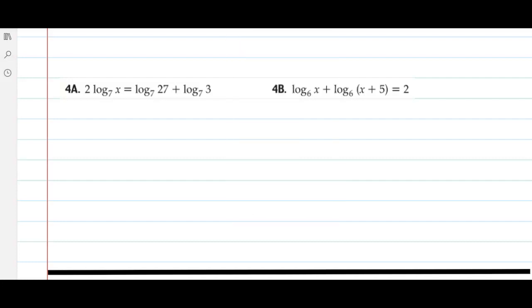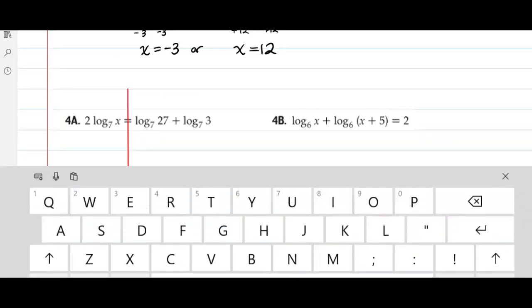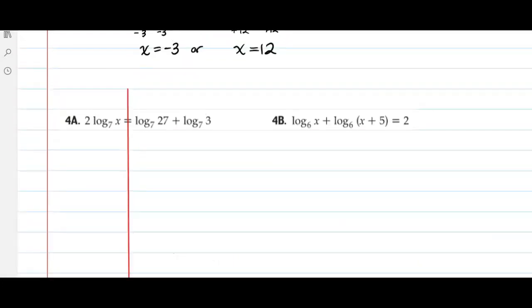Again, we're trying to get x by itself, but the first thing we need to do is take this 2 and make it the exponent of the x variable on the left side. So we have log base 7 of x squared. On the right side, we have the addition symbol, which means we can multiply these quantities. We end up with the log base 7 81.